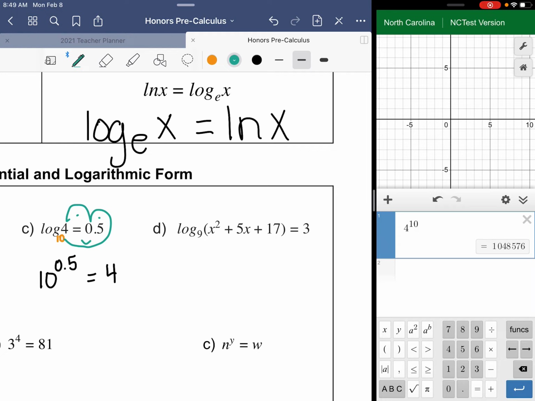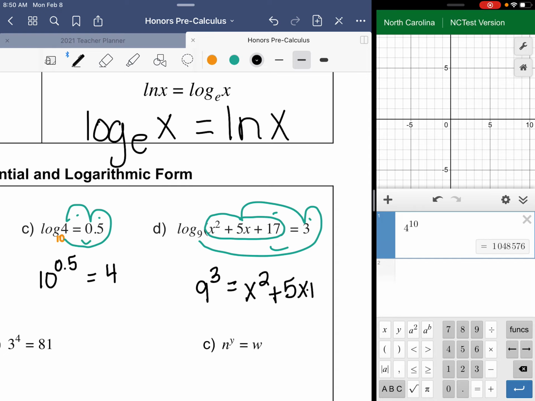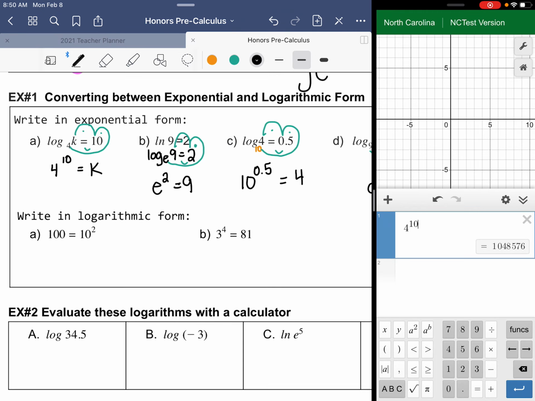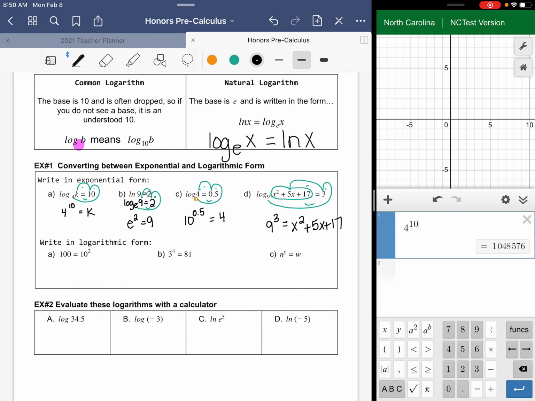Now, what happens if I have something crazy like this that has this really long expression as my exponent? That doesn't change anything. We're still going to take my base as 9, raise it to 3, but we're going to set it equal to that whole thing, okay? So this is going to be 9 raised to 3 equals that whole exponent, and that whole exponent was x squared plus 5x plus 17. You'll see these on Desmos or on Delta Math when they ask you to convert.